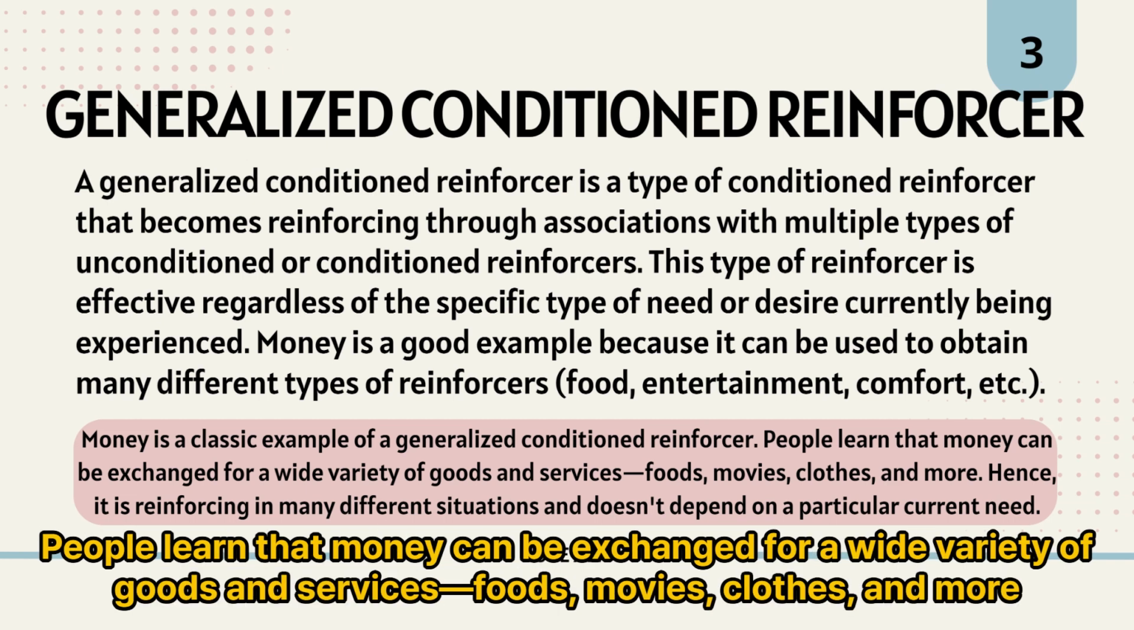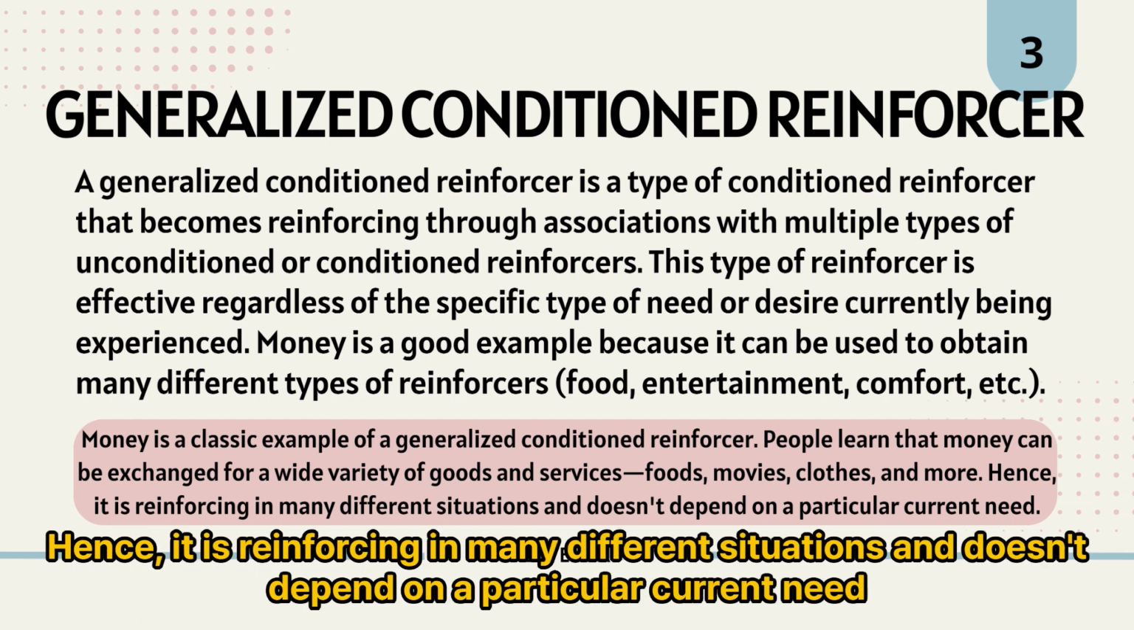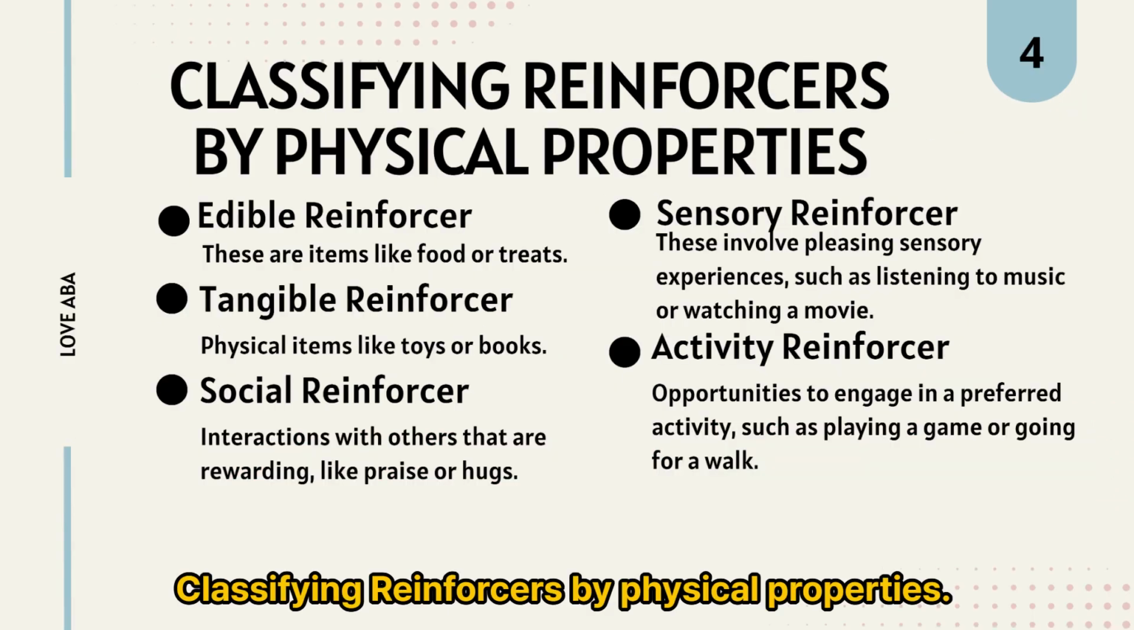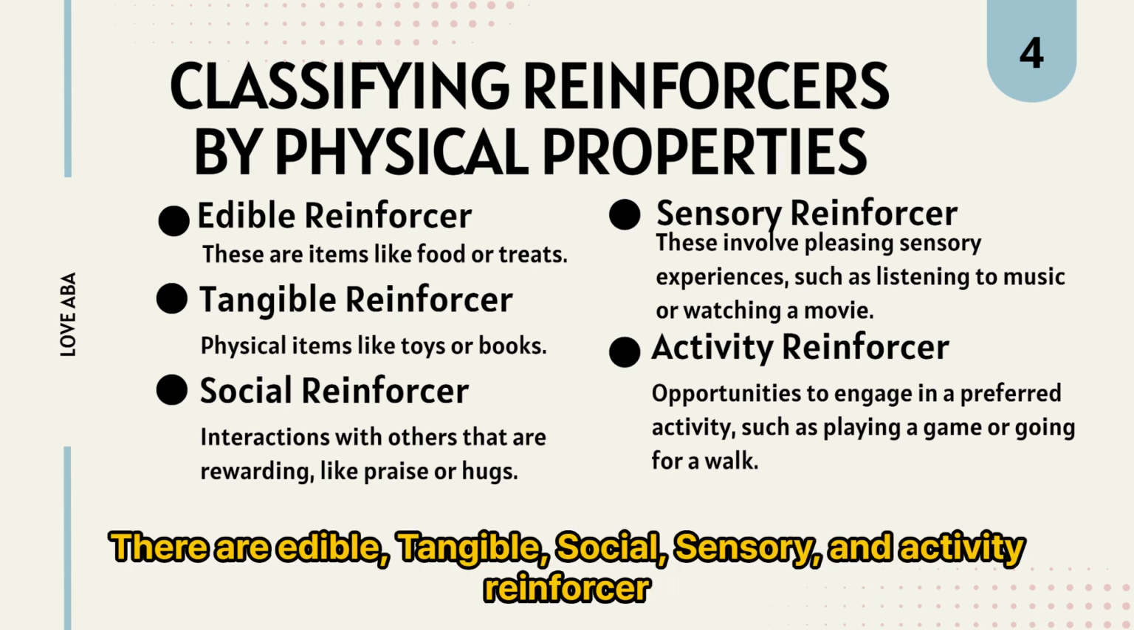People learn that money can be exchanged for a wide variety of goods and services: foods, movies, clothes, and more. Hence, it is reinforcing in many different situations and doesn't depend on a particular current need. Let's look into classifying reinforcers by physical properties. There are edible, tangible, social, sensory, and activity reinforcers.